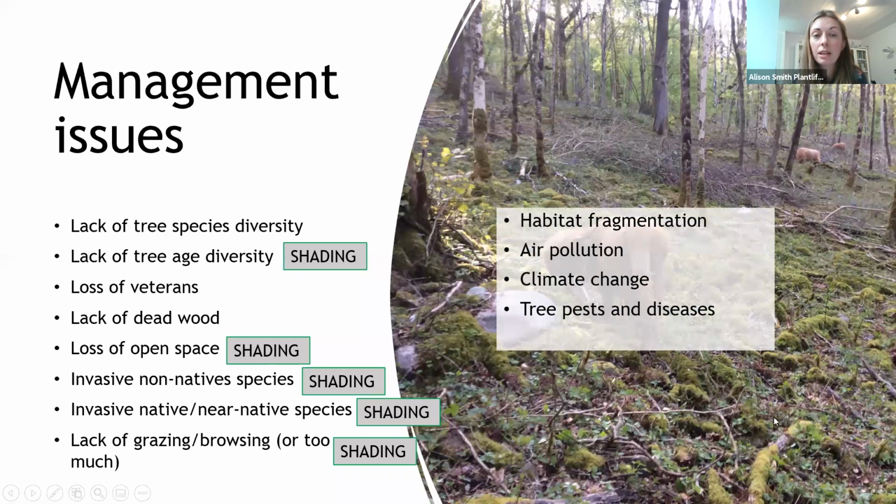And then alongside this, we have those bigger issues, the landscape scale problems that we need to consider as well. So habitat fragmentation, the fact that woodlands are more isolated, air pollution, climate change, which we talked about quite a bit, and then ash dieback in particular being a big issue that we need to think about at the moment with our work.